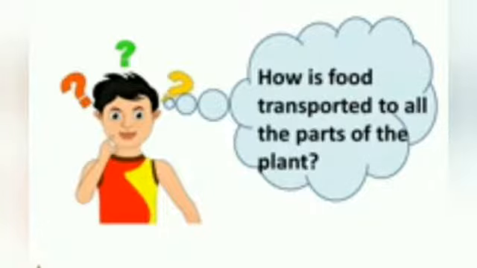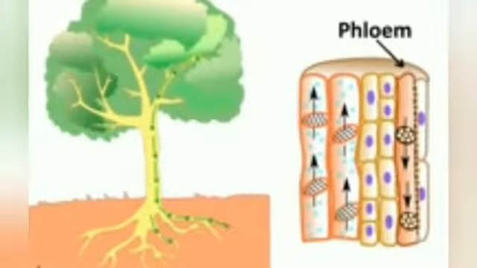And how is the food transported to all the parts of the plants? Well, the food prepared by the leaves reaches all the parts of the plants through a pipeline made of special tissues which are called phloem. Just like the xylem tissue, the phloem tissue also forms a continuous pipeline to transport the food to all the parts of the plants.